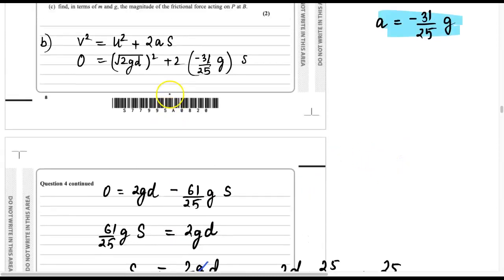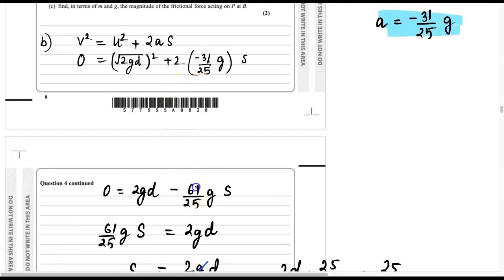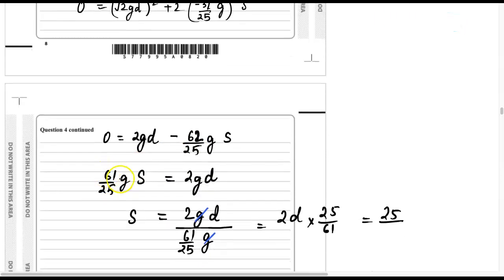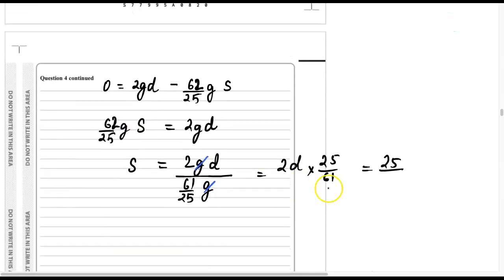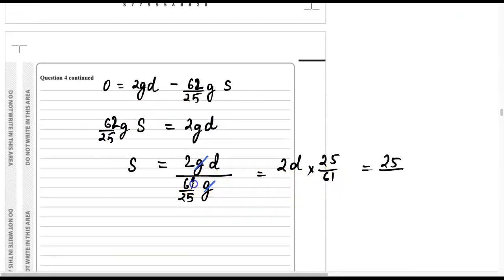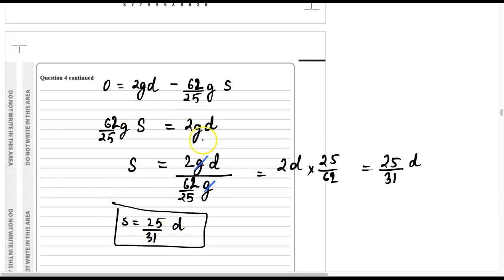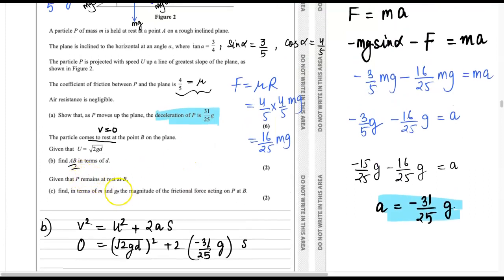It was not 61 basically, it was 62. Let me correct that. It was 62 here, 62 there also, and 62. 2 times 31 gives us 62. That will give us 31d. So overall, s is going to be 25 over 31d. And this is our final answer for the B part.